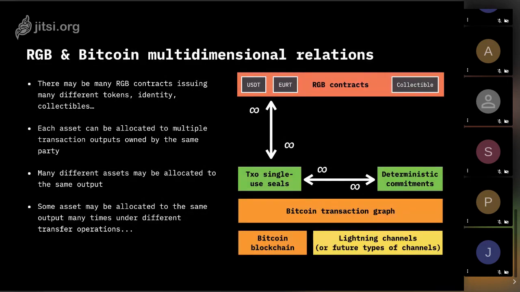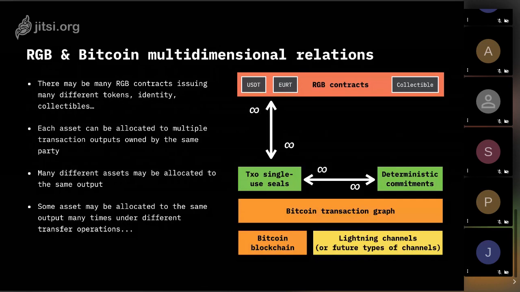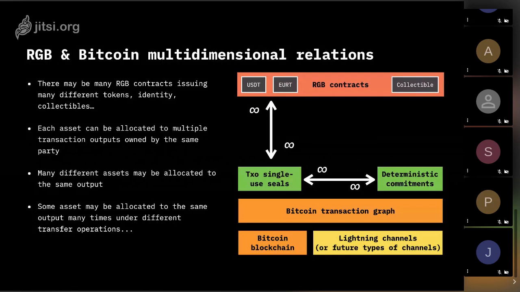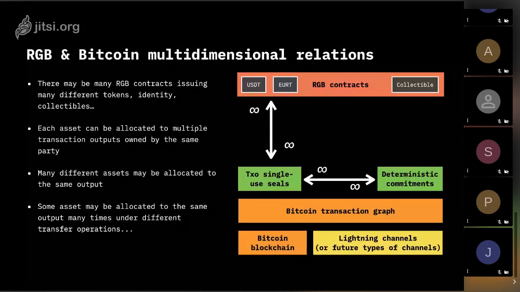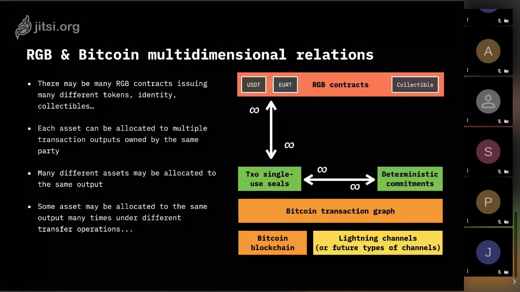It is that you can own multiple assets, like USD Tether, Euro Tether, whatever, some collectibles, I don't know which tokens, identity profiles. And these assets are assigned to some Bitcoin transaction outputs. It's the way RGB works. You can assign multiple different assets to the same transaction output. And like coins in Bitcoin, where you have multiple coins per address, you can have multiple coins per asset that you own, and they may be assigned to different transaction outputs or even to a single transaction output.